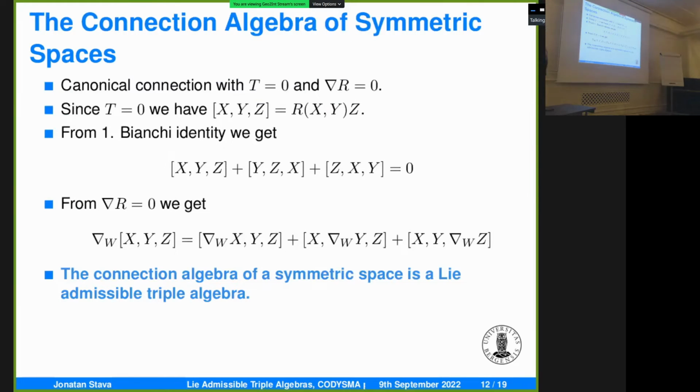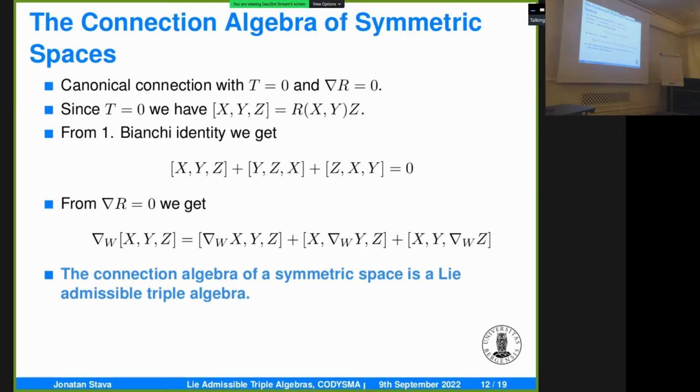Okay, so the case I want to make is that the thing I have defined as a Lie admissible triple algebra is really just the algebraic structure that came forth when we studied the connection algebra of a symmetric space. So now I'm just going to show you how that happens.